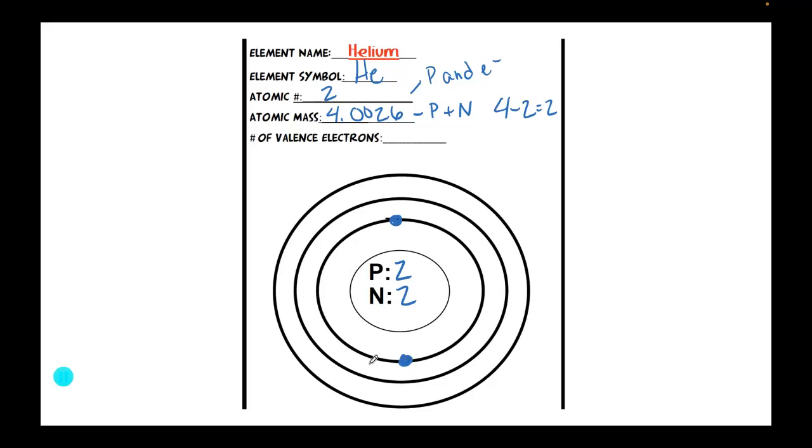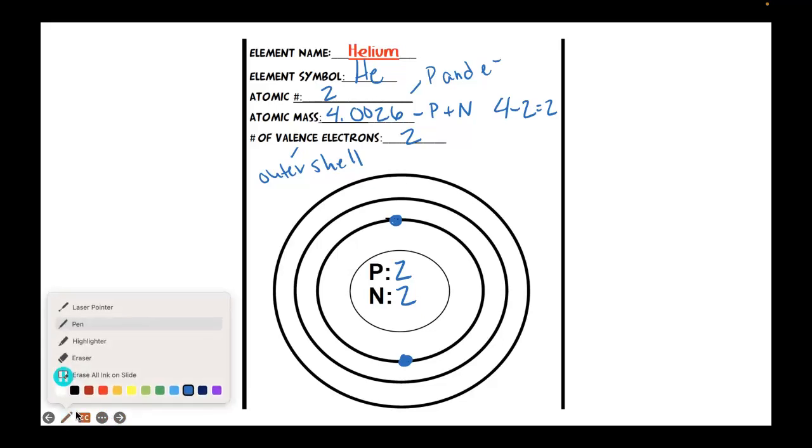Then it asks for this number of valence electrons. Valence electrons are the number of electrons in the last shell that we fill. So for this one, we didn't fill shell 2 or shell 3. We only filled this one, so it has 2 valence electrons. So valence electrons are the ones that are in the outer shell, the last shell that we fill.